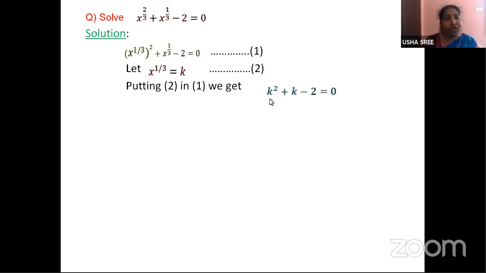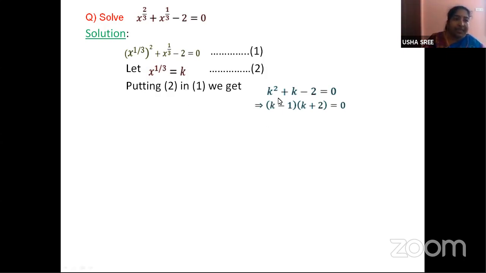Here the variable what you are taking is k, right? Then we will try to factorize this, k square plus k minus 2 equal to 0. Is it that to find the value of k we have to go only with the factorization? No. You need not stick to one particular method. You can go with any of the methods which is comfortable to you.